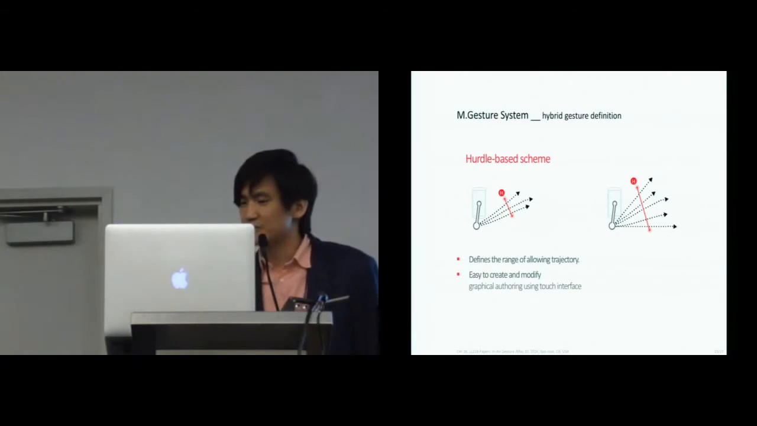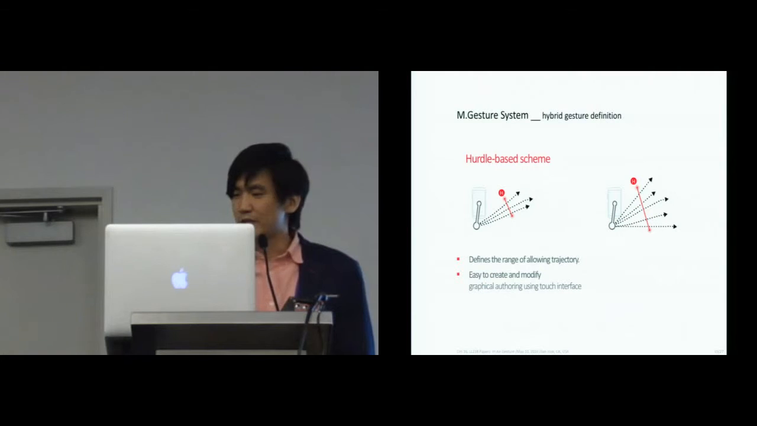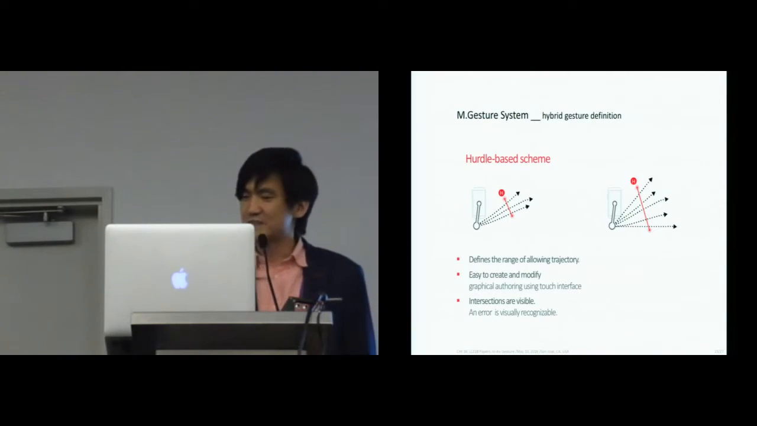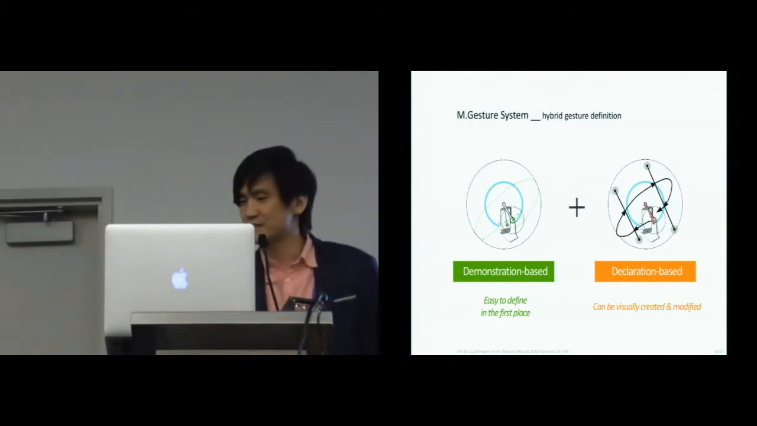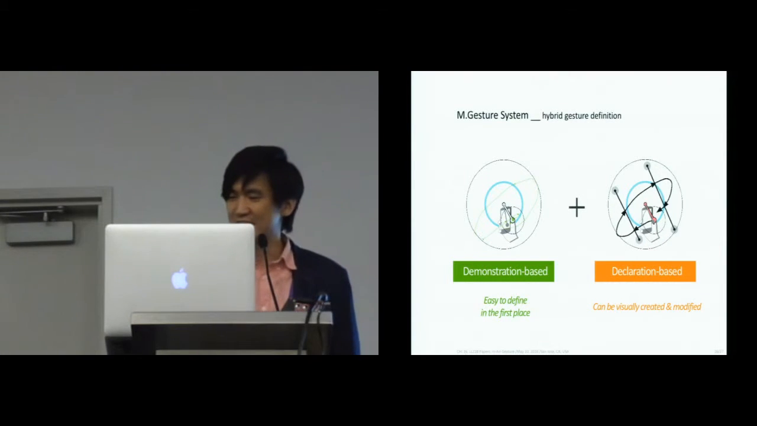Our interface allows users to easily create, modify, or remove hurdles with a single stroke touch input. Because a user can visually detect the intersection of the input trajectory with the hurdle, she can intuitively determine where the hurdles should be located. To sum up, our hybrid gesture authoring allows users to easily create the first gesture and then visually change the definition as they want.